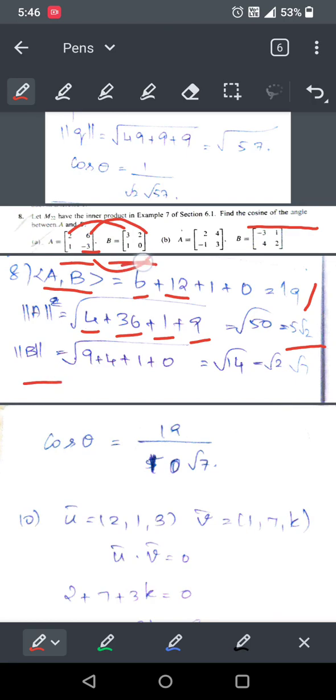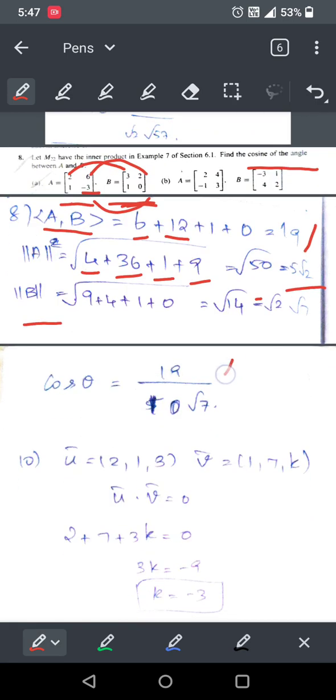Similarly, when you calculate it for B, you are getting root 14, which we can write as root 2 into root 17. And replace it back in the formula, that is, the inner product between the two matrices A and B divided by norm A and norm B. Just replace it, simplify, and you will be getting your answer.